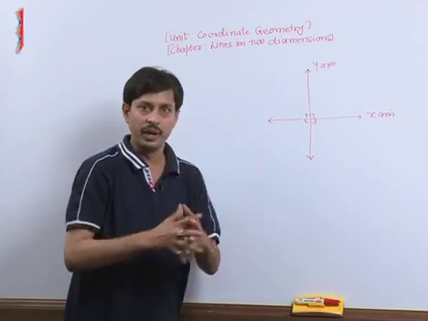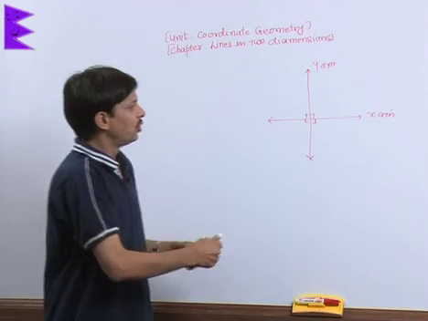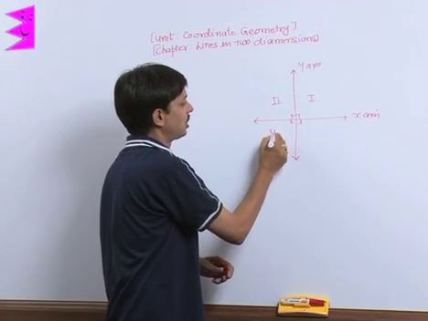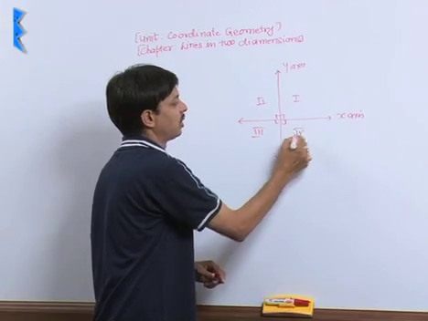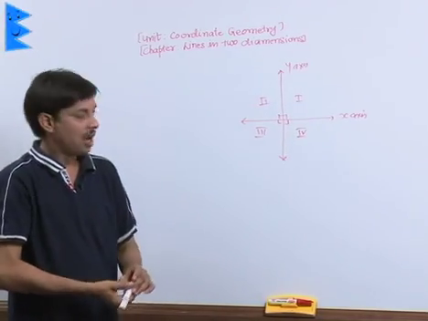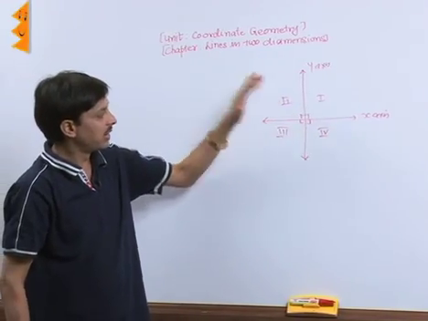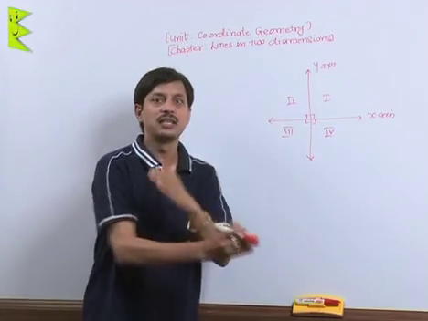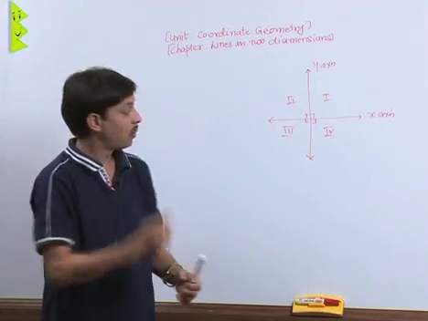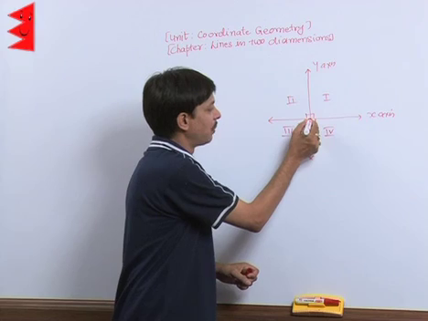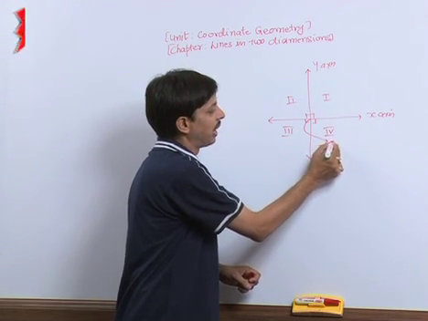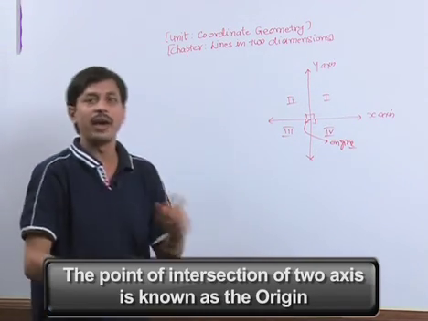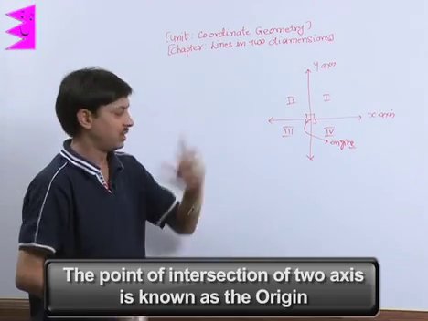then finding the distance and studying the other concepts comes in the chapter lines in two dimensions or under the unit coordinate geometry. So this is the first quadrant, this is the second quadrant, this is the third quadrant, and this one is the fourth quadrant. Now, when the two axes, x-axis and y-axis, meet perpendicularly at some point, that point is known as the origin. The point of intersection of the two axes is known as the origin.